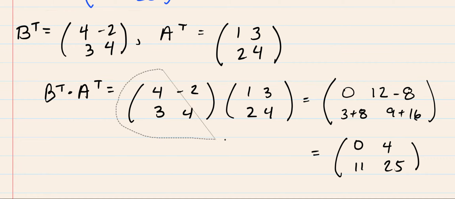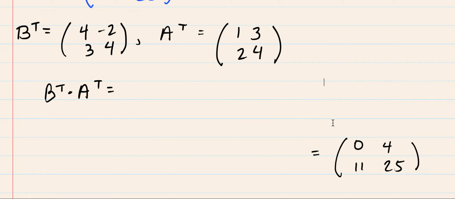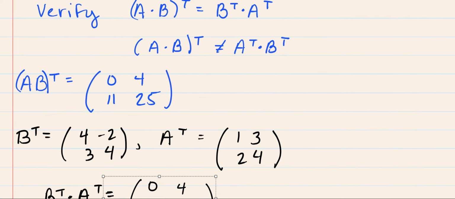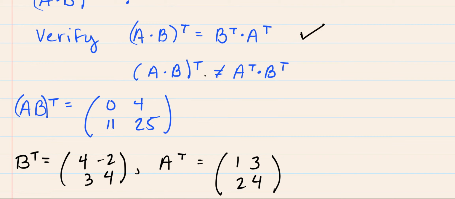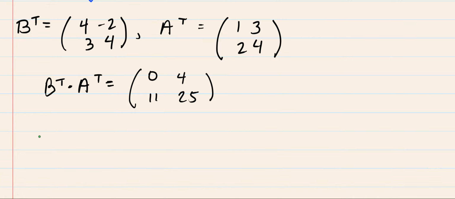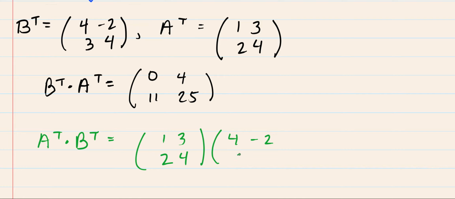So let's delete this and move this one up here. Okay. So we've shown that this is actually true. Let's show that this one's not true. I'm going to just take A transpose and multiply it with B transpose and see what I get. So maybe we'll do this in green. A transpose times B transpose is 1, 3, 2, 4, times 4, negative 2, 3, 4.